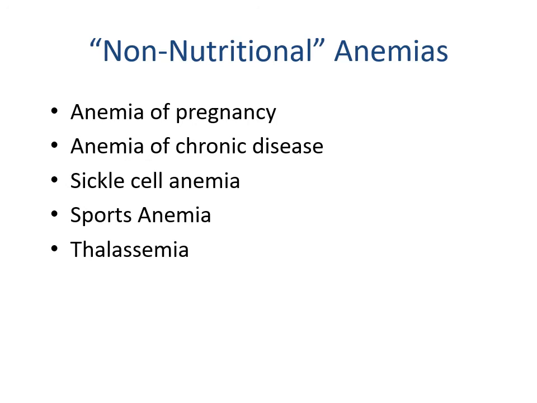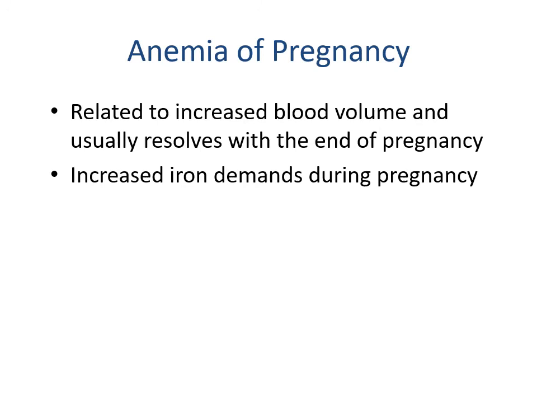Now there are also some non-nutritional anemias that we'll briefly go through that you just may see. So again, just knowing how to treat them accordingly, or in essence, how to not treat them. And these are things like anemia of pregnancy, chronic disease, sickle cell anemia, sports anemia, and thalassemia. So anemia of pregnancy is related to the increased blood volume and is usually resolved with the end of pregnancy. And we also see increased iron demands during pregnancy.